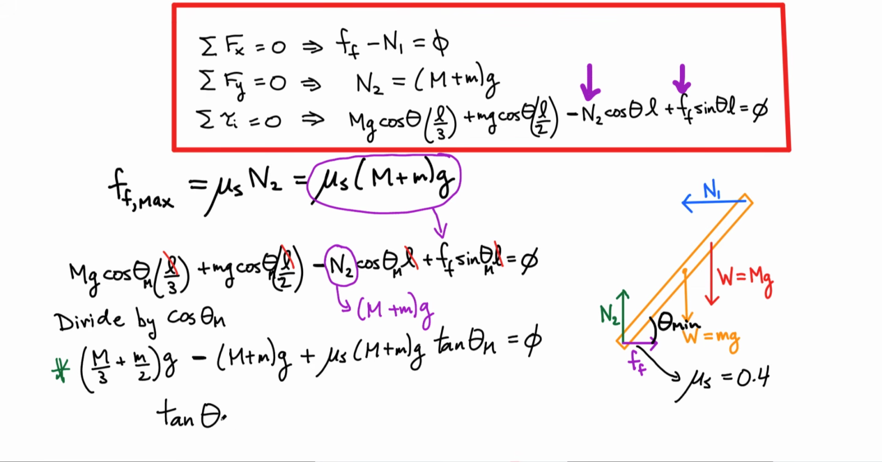Tangent of theta m, which is my minimum angle, should be equal to something like this. Again, there's little g's everywhere. We can get rid of those. Little g, little g, little g. That simplifies the algebra a little bit.